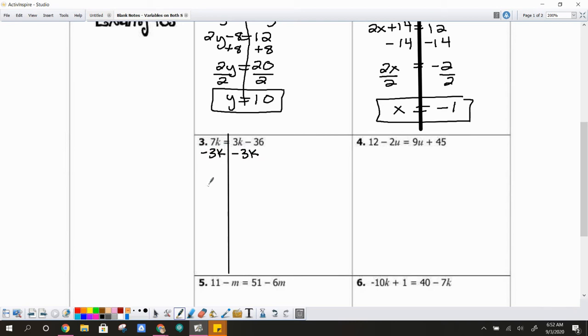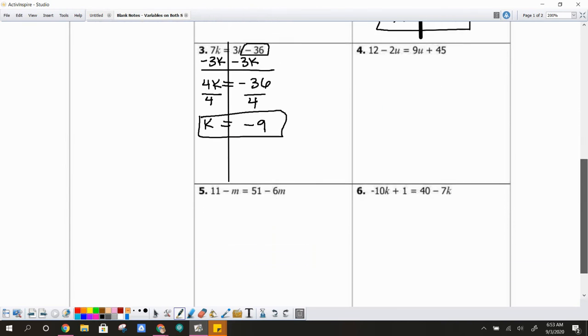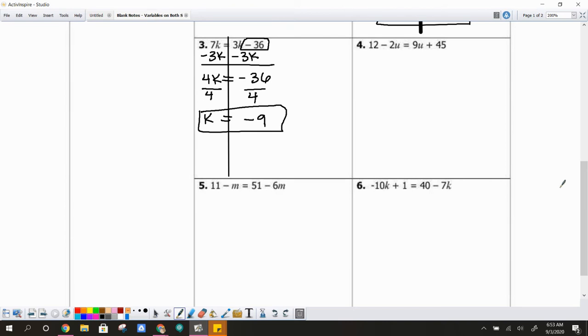So 7 minus 3, that's 4k, equals a negative 36. All right, and then I can get rid of my multiplication. There is nothing that we're adding or subtracting here, so just go straight to getting rid of the multiplication division. Divide both parts by 4. So k equals a negative 9. Okay, so what I want you to do now is pause the video, and you're going to try 4, 5, and 6, and then come back when you're ready.